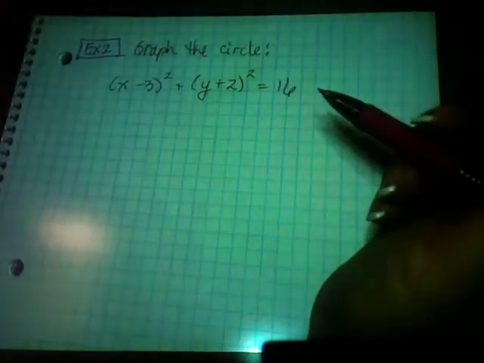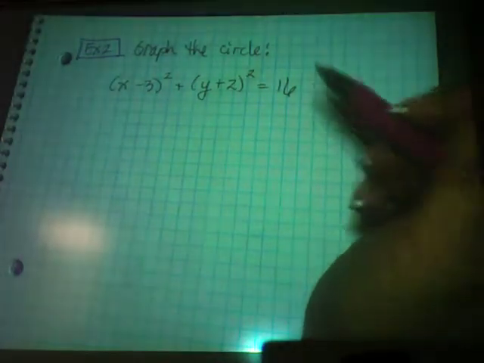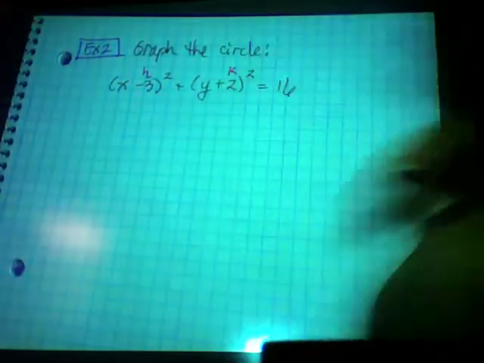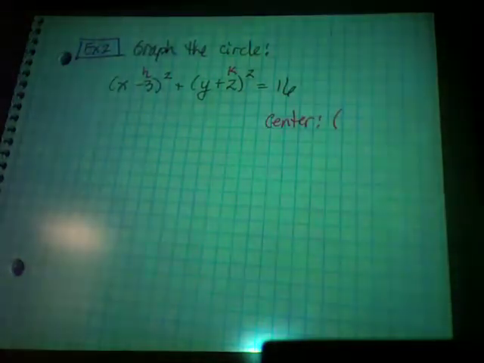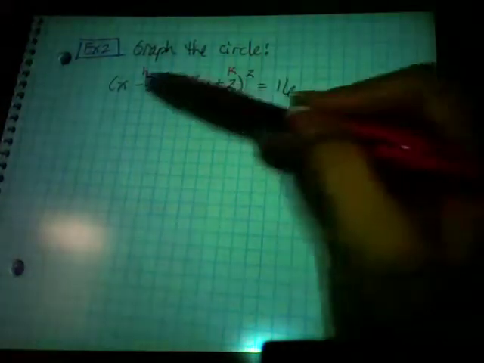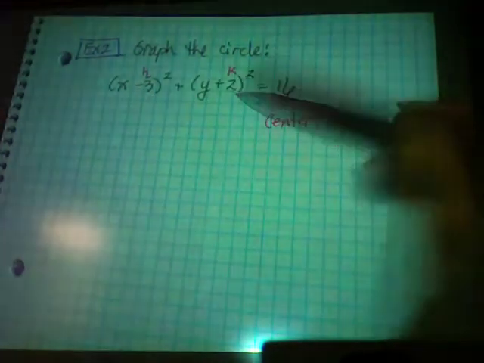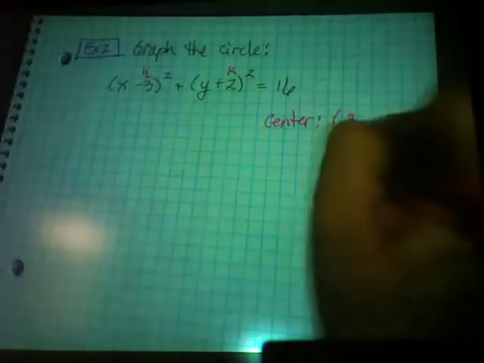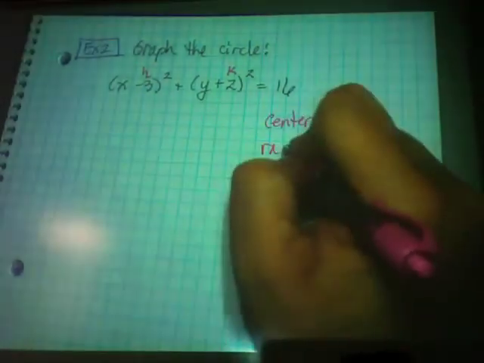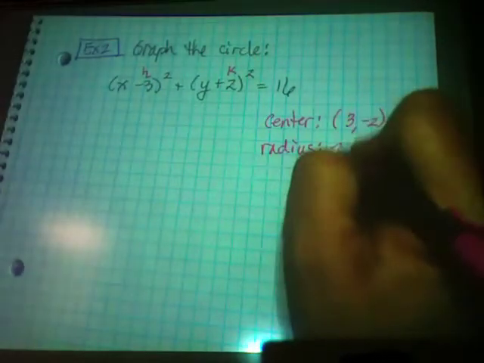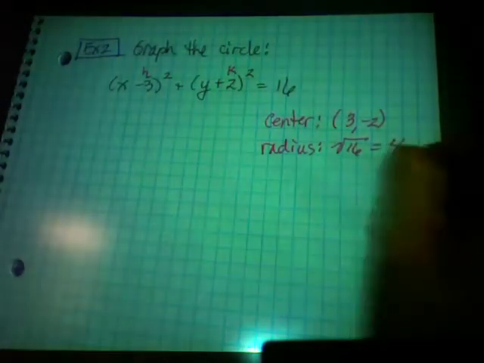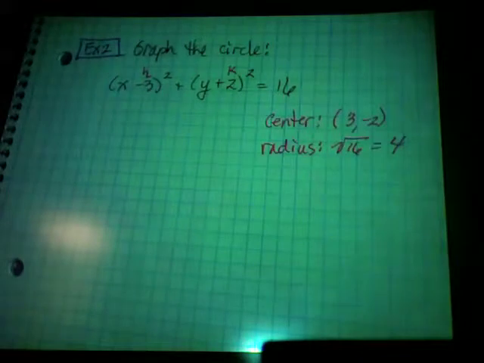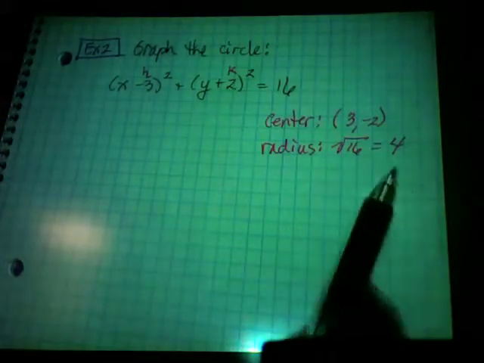So I need to take out the information that I need. I need my center and I need my radius. So this is your h and this is your k. For your center, you need to change the signs. So what's the center of the circle? 3, negative 2. And then my radius is the square root of 16, which is what? 4. So I need to be able to go out 4 up, down, right, and left.